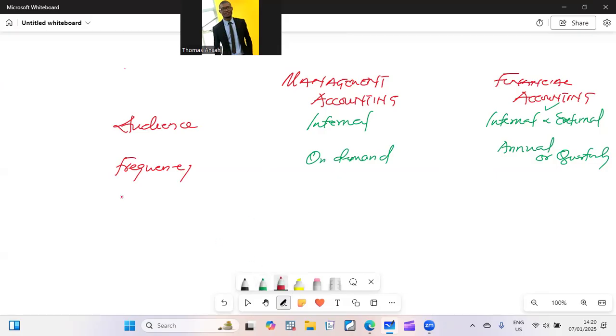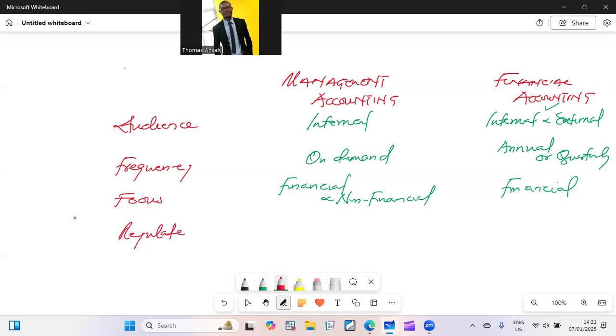But you see, as the name implies, the focus of management accounting is both financial and non-financial. All right. But as the name financial accounting implies, we are just interested in the financial figures. It's solely financial. In terms of regulation, nobody regulates how management accounting is supposed to be. So here it is very flexible. But here, you are doing it according to your IFRS or your GAAP. So there are strict ways that go around it.